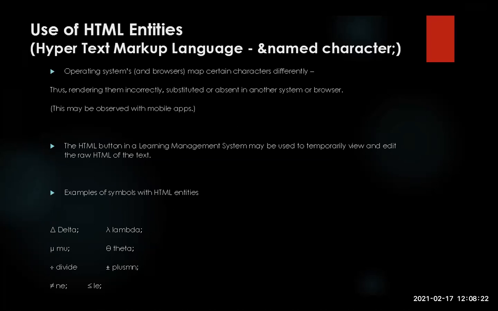HTML entities can be used to represent special characters. Oftentimes, special characters are not transmitted successfully over different platforms. Sometimes these special characters are misinterpreted or missing. In certain browsers or systems, they can be rendered incorrectly or absent. So to avoid this, you can use HTML code.